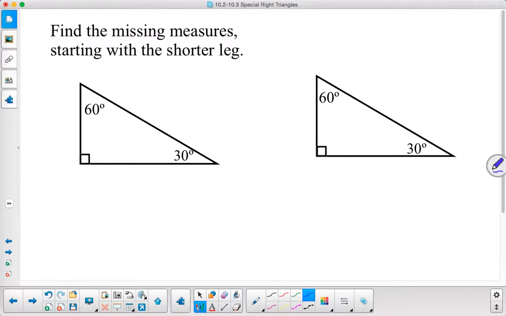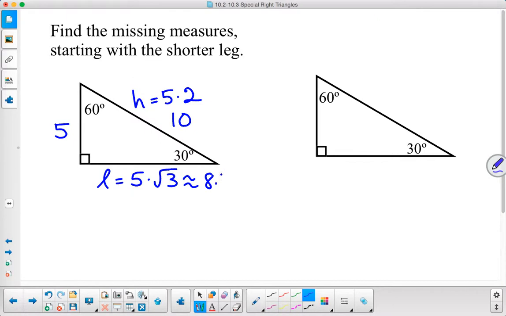Okay, so I'm going to start you with the short leg and have you find the other two sides. Let's say this short leg is 5. So then the hypotenuse was the short leg times 2 on this kind of a triangle. So that's 10 for the hypotenuse. And the longer leg is the short one times the square root of 3. Only way I would do that is if it allows me to go to decimal. So this is about 8.7.